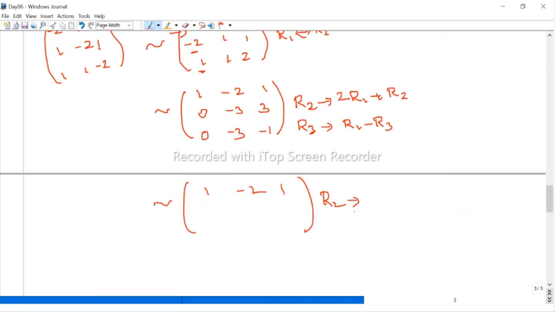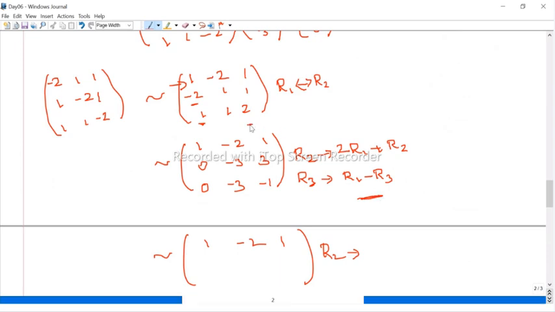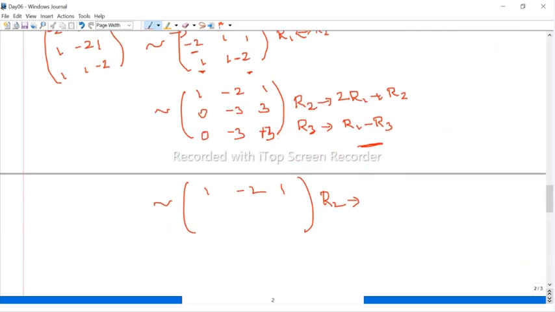Sir, the last entry is 3, no, sir? Last entry 1 minus. So what is R1 minus R3? There you have minus 2, sir, not 2, sir. Oh, sorry, sir. Okay, thank you. So this is minus. Therefore, this is minus 3. Sorry, plus 3. Right? Yes, this is 1. Minus minus is plus.